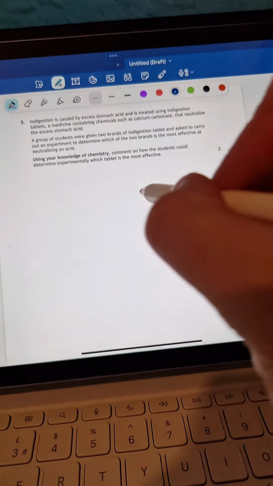So to get started, what you want to do is split your page up into quarters. And the reason you want to do this is because it's always a good idea to try and pick 4 subtopics or 4 things that you can discuss in your answer.